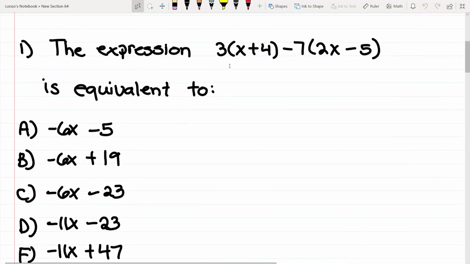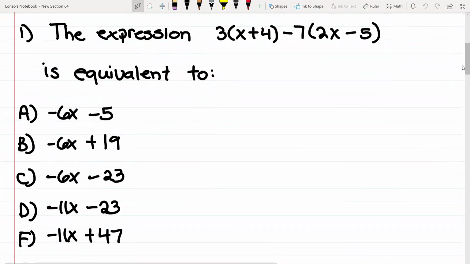Question one says the expression 3(x + 4) - 7(2x - 5) is equal to A, B, C, D, or E. On the ACT, it is multiple choice, and you can use a calculator unless it says you can't. It says I couldn't, so I'm going to do this by hand.